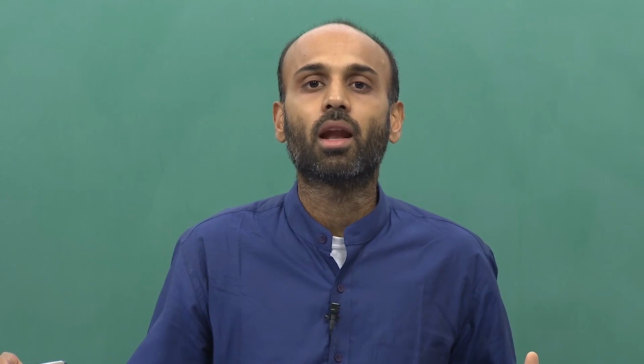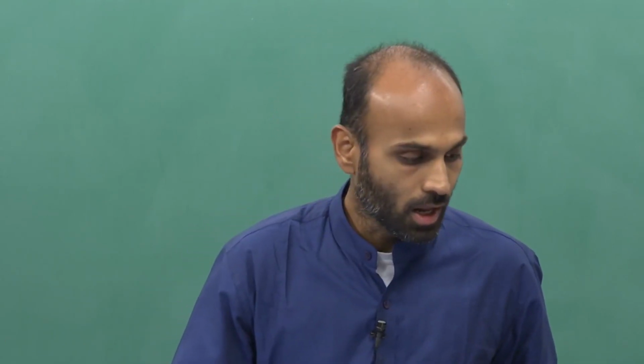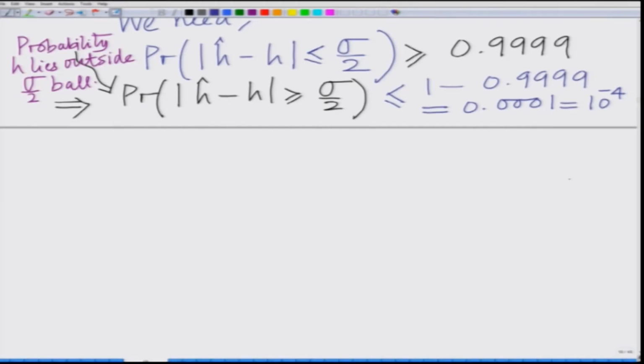That has to be the case, because the sum of both these probabilities, the probability it lies inside the ball plus the probability it lies outside the ball, has to be equal to 1. So, one is greater than or equal to 0.9999, which means the other has to be less than 1 minus 0.9999, which is 10 to the power of minus 4. Okay. So, it is very simple, and now look at this, we have this H hat minus H.